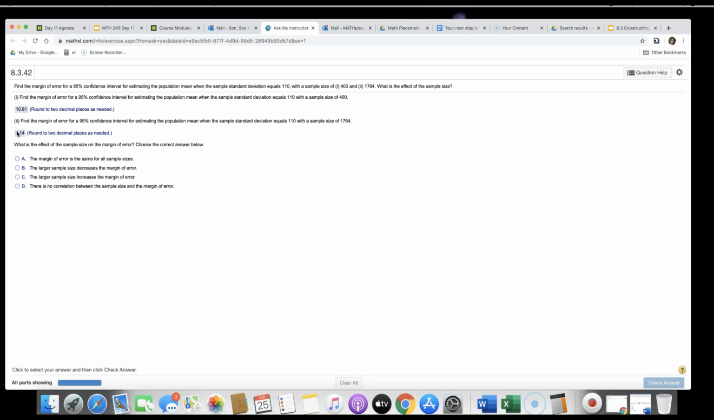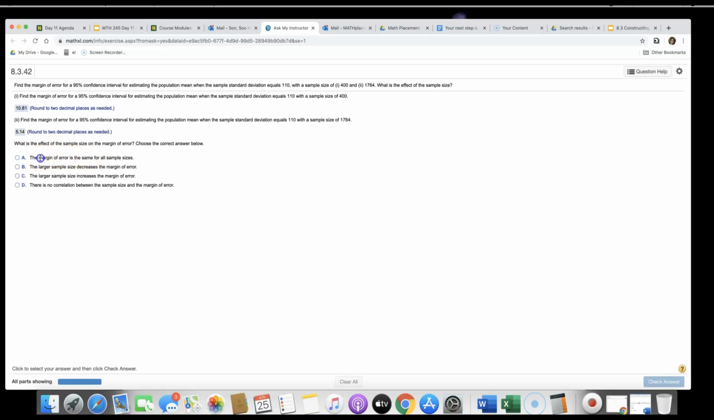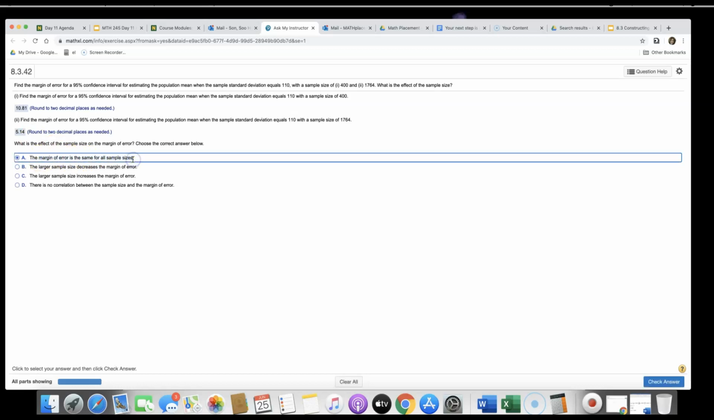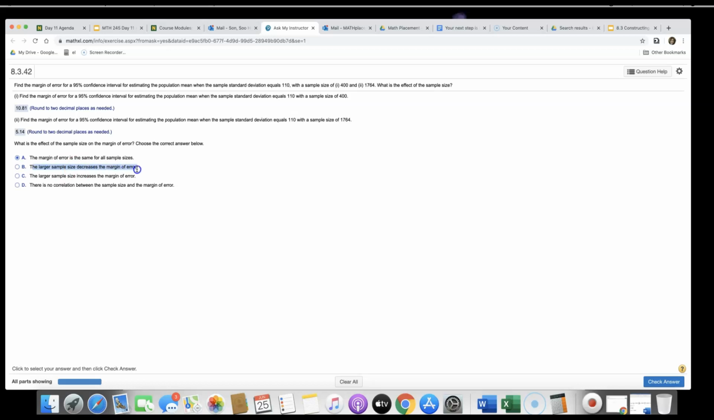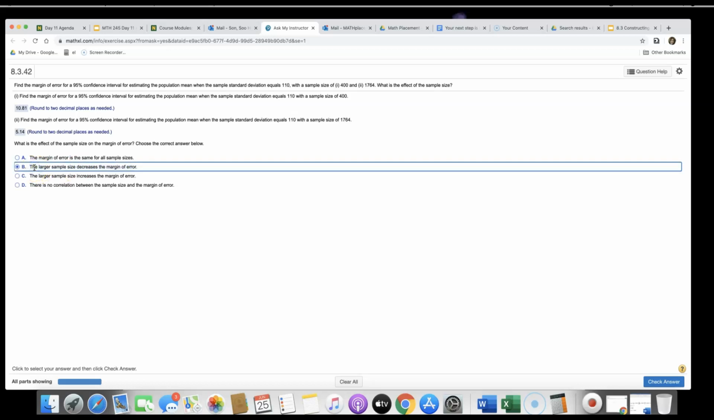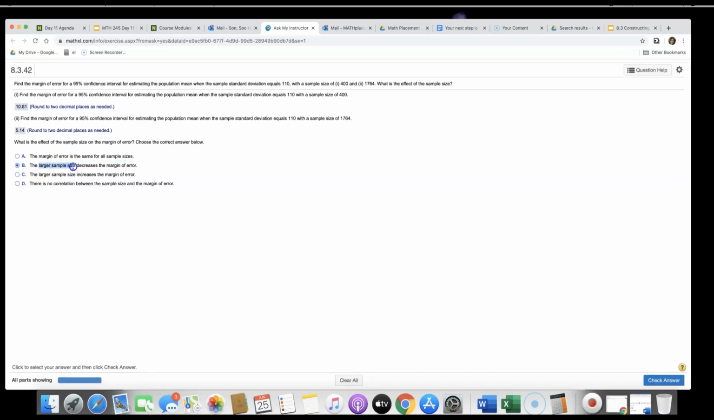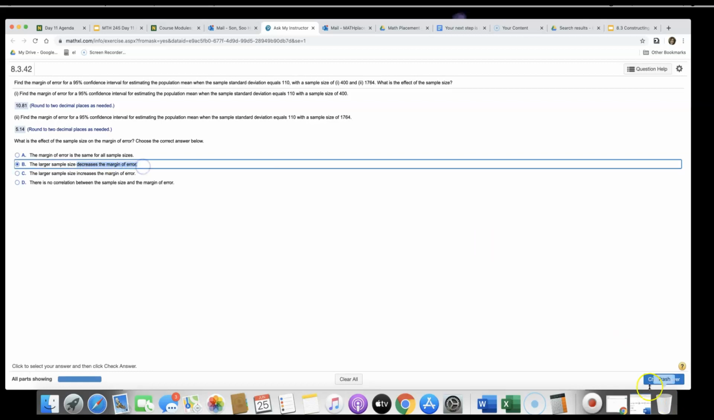So what is the effect of sample size on the margin of error? The margin of error is the same for all sample sizes. No, it's not the same. The larger sample size decreased the margin of error. That's what happened over here, right? Now listen, as you know more about the population, we're less likely to make a mistake. So as you increase the sample size, we're going to be a little more accurate in our confidence interval. So you can say increasing the sample size will decrease the margin of error.